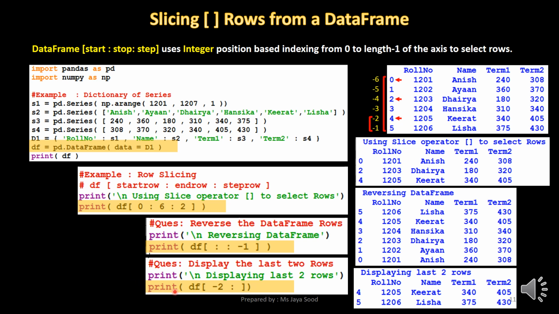The next print statement, print df minus 2 colon, will start selecting rows from the second last row till the last row as shown here in the output.